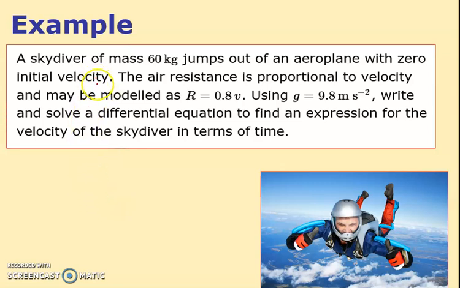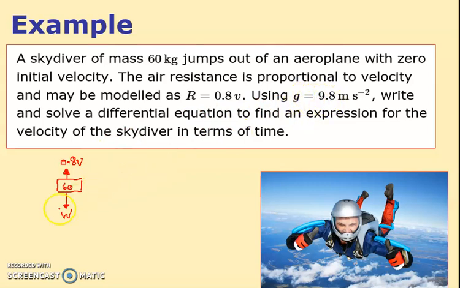Next question. A skydiver of mass 60 kilograms jumps out of an aeroplane. Obviously, when anyone jumps out of a plane, they're going to have a weight pulling them down. This is a bit like some of the mechanics we did last year. You've got a weight pulling them down. What's their mass? Their mass is 60. The air resistance, alright, they're being slowed down. There's a force slowing them down. It's proportional to the velocity and may be modelled by 0.8 v. So that's going that way.